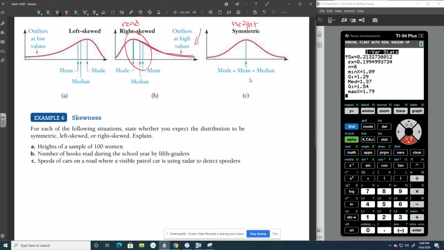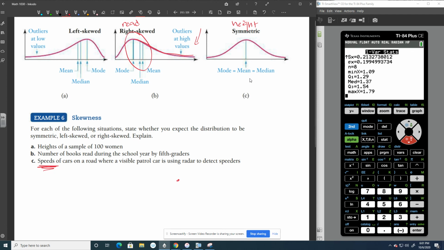And then C, speeds of cars on a road where a patrol car is using radar to detect speeders. So we're measuring the speed of the car. I would imagine if you are able to see the cop car, what are most of us going to do? We're going to slow down. So we're not going to have a lot of data to the right. And not only are we going to slow down, but we are going to slow down significantly. I bet there's a lot of people that slow down way more than they should just because they see a cop. I don't think you're going to have a lot of people speeding. And so I think this one's probably going to be right skewed as well.